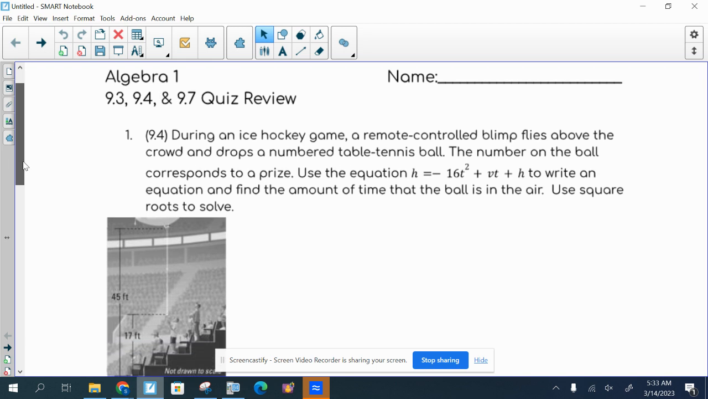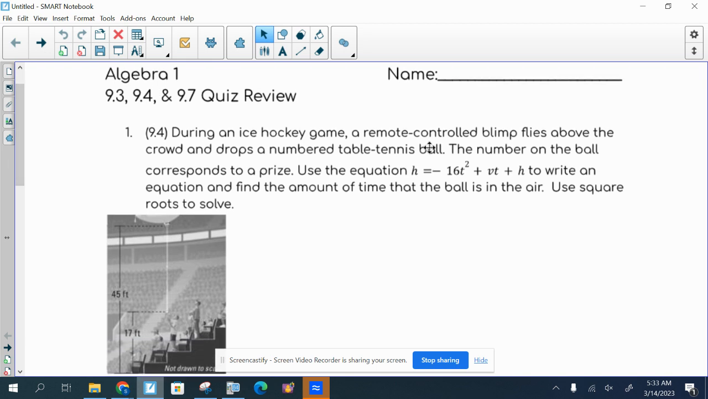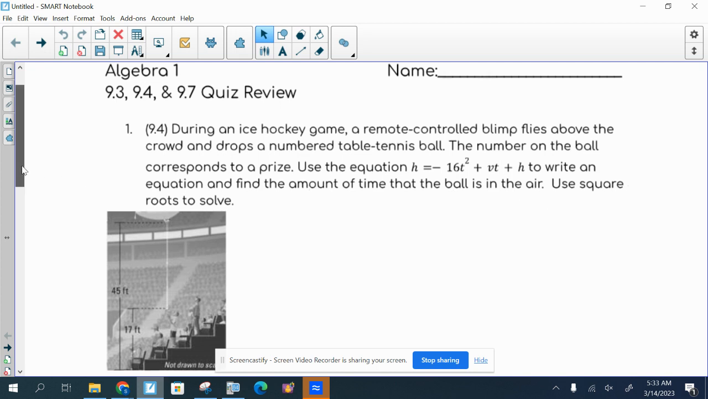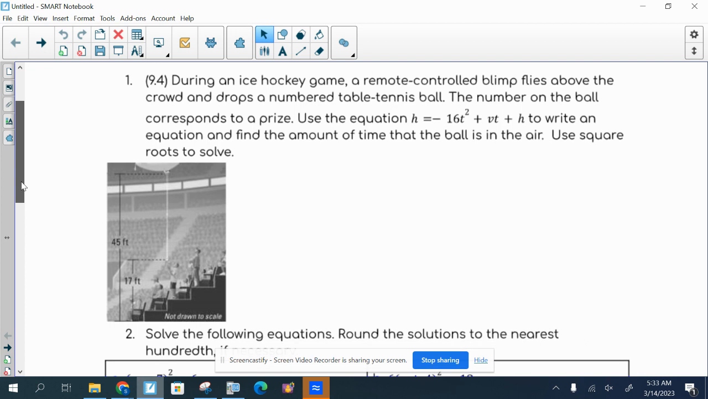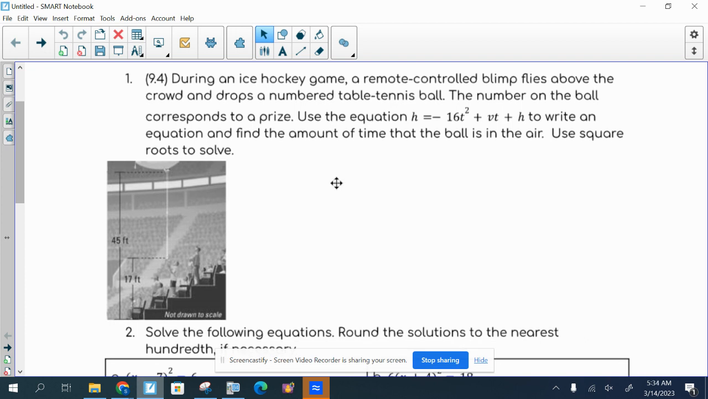So the first question says, during an ice hockey game, a remote-controlled blimp flies above the crowd and drops a numbered table tennis ball. The number on the ball corresponds to a prize. Use the equation. This is the vertical motion equation. To write an equation and find the amount of time that the ball is in the air, use square roots to solve. So in other words, it doesn't want us to use our calculator, like typing it into our y equals. It doesn't want us to factor. It wants to solve with square roots.